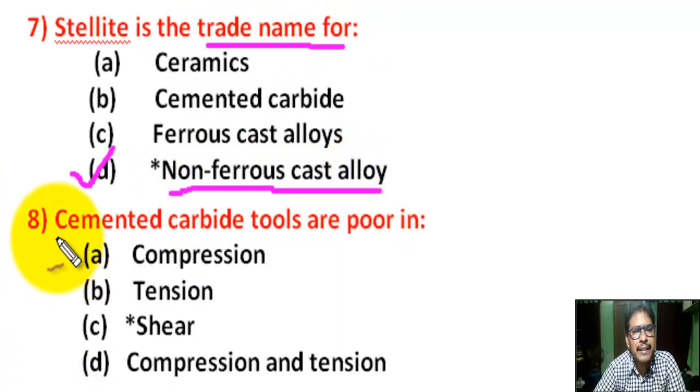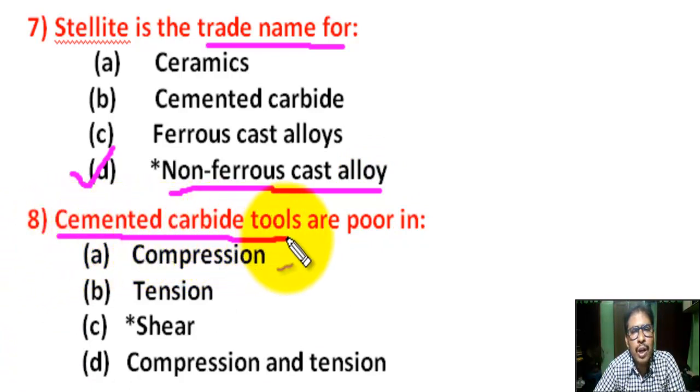Question number 8. Cemented carbide tools are poor in. There are 4 options. Correct answer is C. Cemented carbide tools are poor in shear stress.